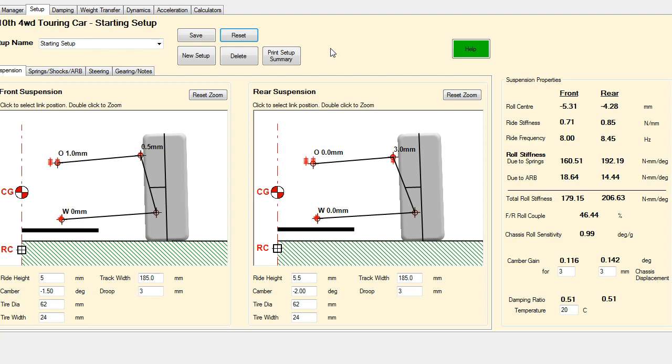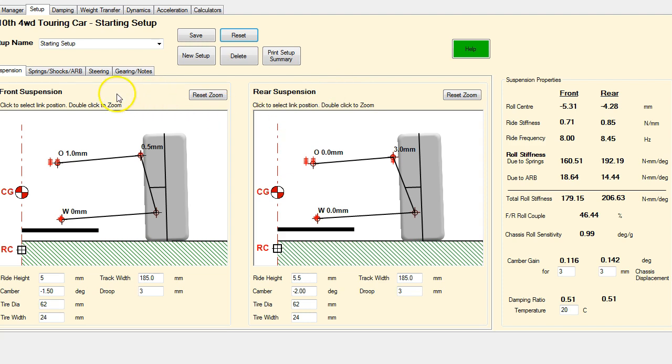You don't want to try and fix serious handling issues with shocks. If you've got a serious oversteer or understeer situation, you want to fix that with your springs, anti-roll bars and roll centers before you move on to trying to do anything with your shocks. Shocks are a fine-tuning component.